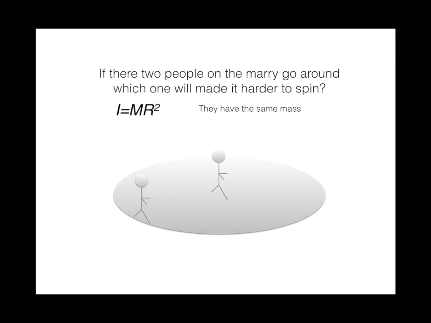Based on the moment of inertia equation of the disk, which is I equals mr squared, the one that is outside will make the merry-go-round harder to spin because you have higher r, so you have higher moment of inertia. Let's see another example of moment of inertia.